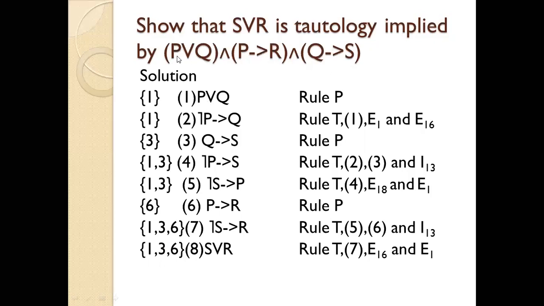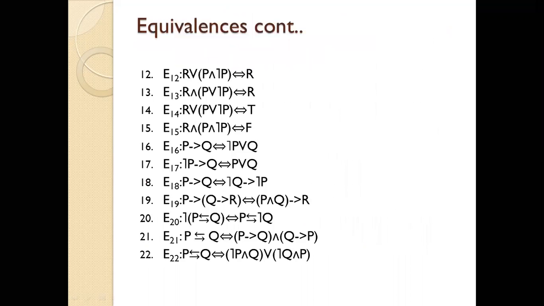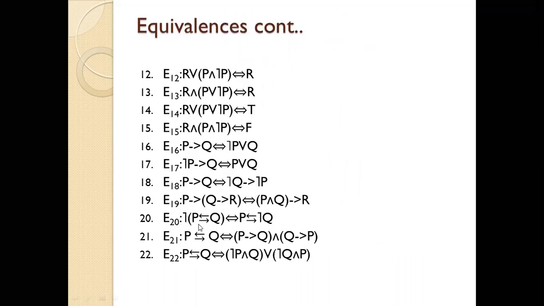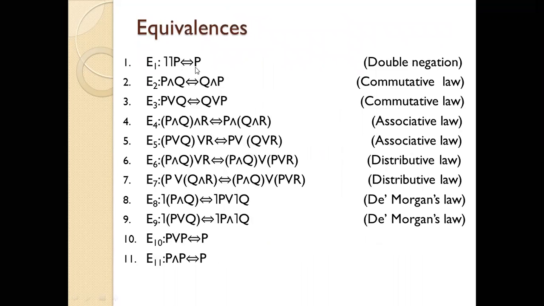Now let's say P or Q, this is rule P, then negation of P implies Q. This is rule T from 1, E1 and E16. So let's say E1 and E16. See, this is E1 and this is E16. So P implies Q means negation of P or Q, and double negation of P means P.